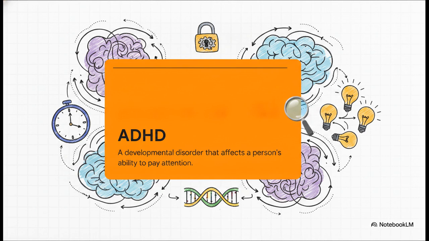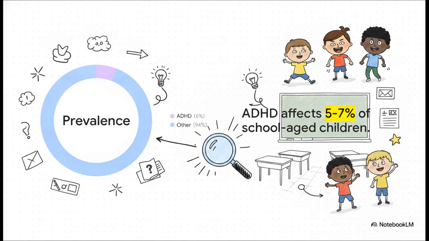Plus, the data shows it has very strong genetic contributions. It is hardwired into the brain. And honestly, it's incredibly common. ADHD is actually the most frequently diagnosed behavioral disorder in childhood. It affects anywhere from 5 to 7% of school-aged kids. To put that into perspective, if you picture a standard classroom, that statistic basically guarantees that every single teacher is going to have students with ADHD in their room. It's a huge slice of the student population.